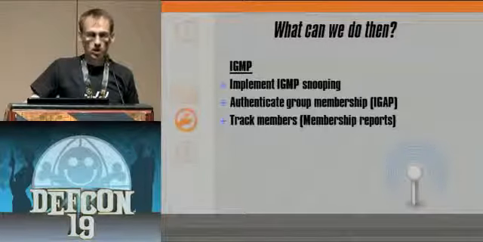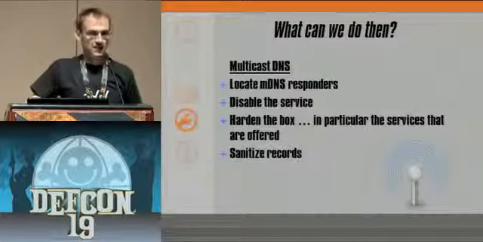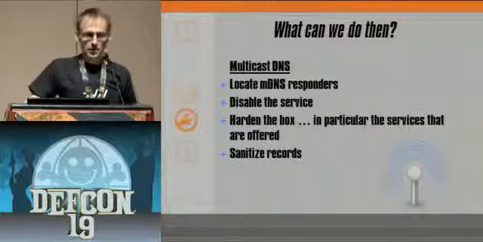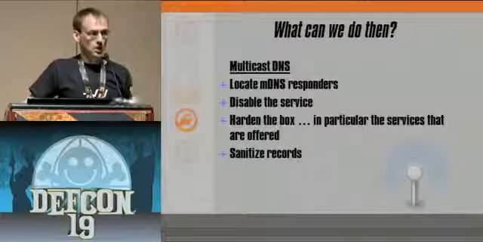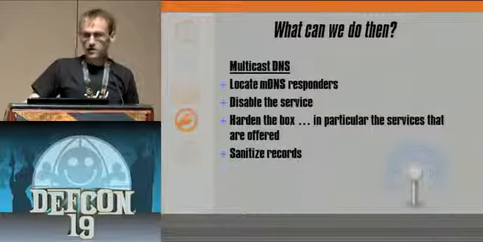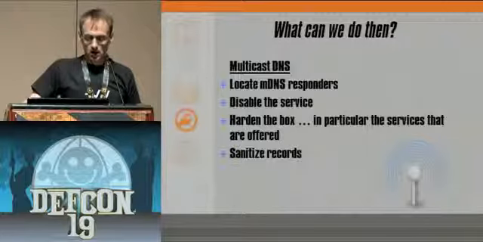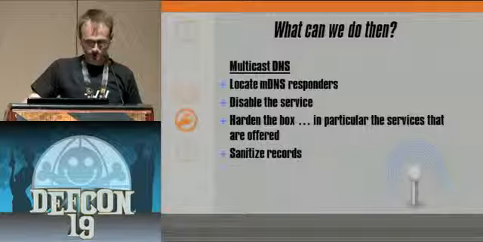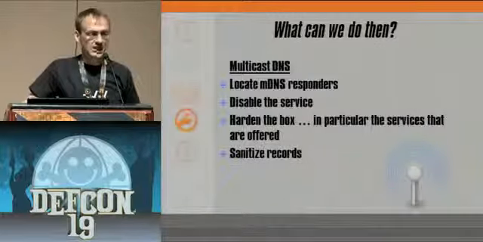But track the members so that you do know who's participating and you're aware of what you have out there. Now, as far as multicast DNS is concerned, the first one was basically to deal with people listening out there on the network. But how do you deal with people who are advertising? I think it's important to take the tools that I've developed to locate the MDNS responders out there. Disable the service if you can, and if you can't, harden the box, in particular the services that are offered. And make sure, if you can, also sanitize those records.